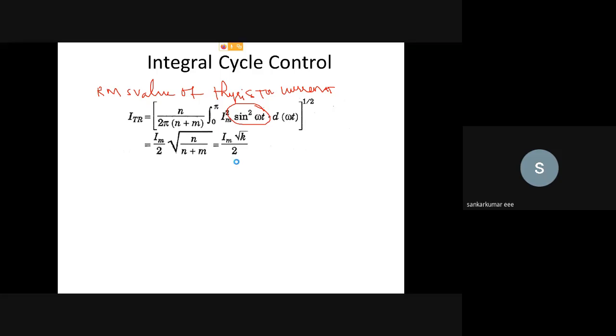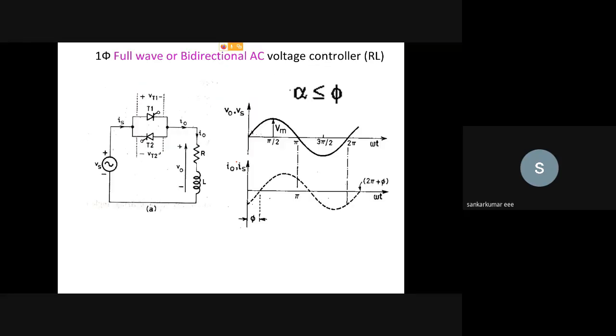Right. So after this, we can finish this class, and in the next class we can see the AC voltage controller for the RL load.